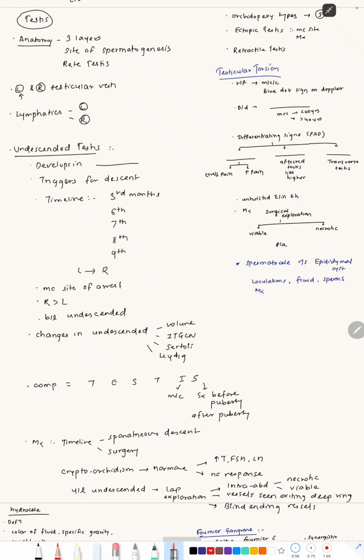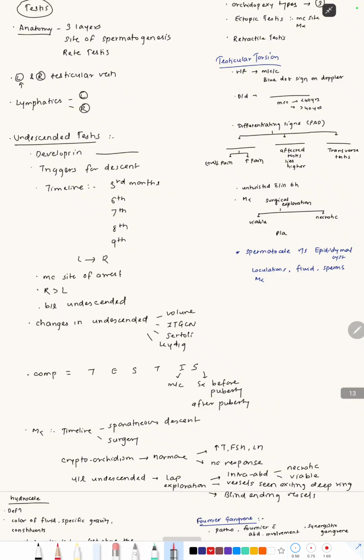Then lymphatics: the left side testis drains into the para-aortic lymph nodes, while the right side drains into the inter-aortocaval lymph nodes. Now the first disease, that is the undescended testis.